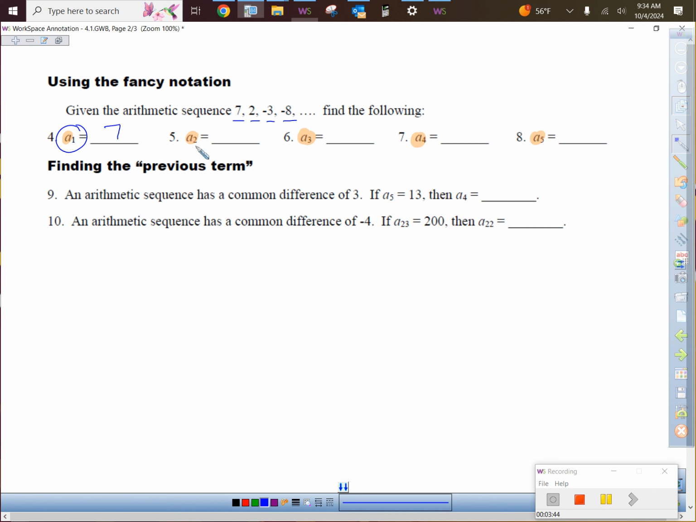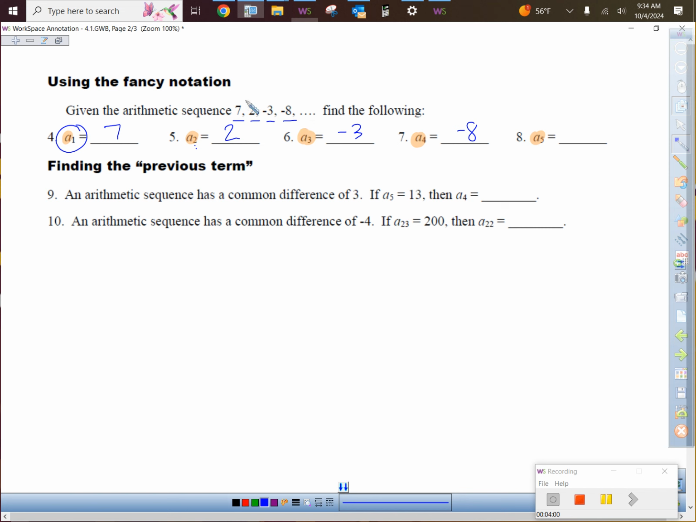This right here says what's the second term in that sequence. It's just fancy math talk. How do you feel about that being 2? Are you okay with that? And then the third term is negative 3. And the fourth term is negative 8. And uh-oh, they say find the fifth term. They didn't list it for me, so we have to figure it out ourselves.